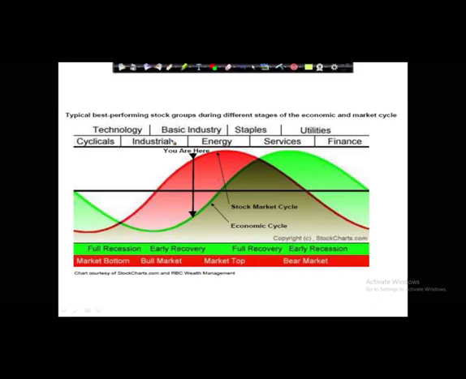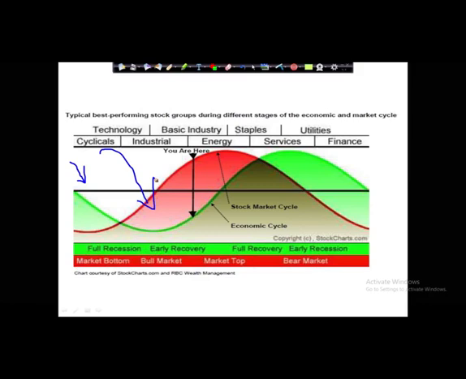All right, so market actual run. Remember, stock market is a leading indicator. It is not the economy. Most of the people are thinking right now it's a recession, so stock market will fall. That is a big wrong concept.